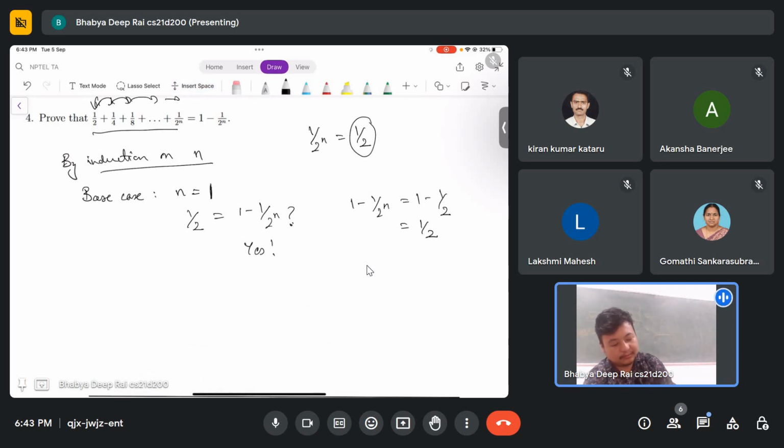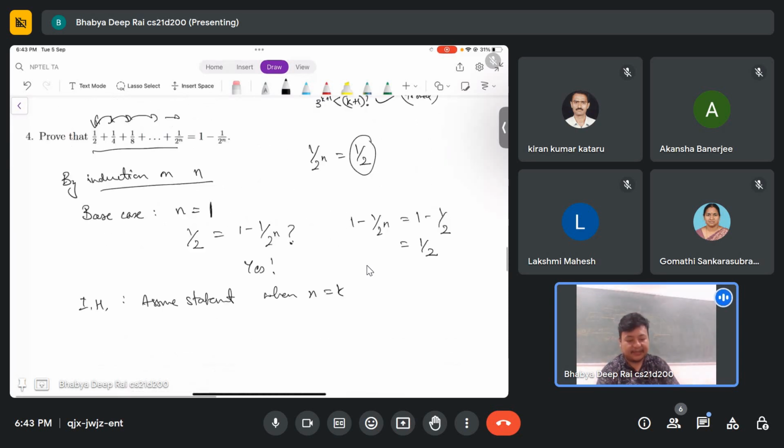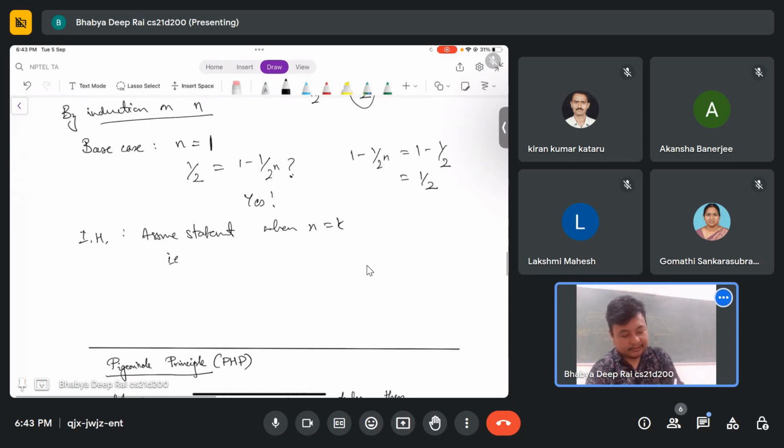Next, what you do is the inductive hypothesis: assume the statement when n equals k. You need to assume that 1 by 2 plus 1 by 2 squared plus 1 by 2 cubed plus so on till 1 by 2 to the k is nothing but 1 minus 1 by 2 to the k. This is what you assume.